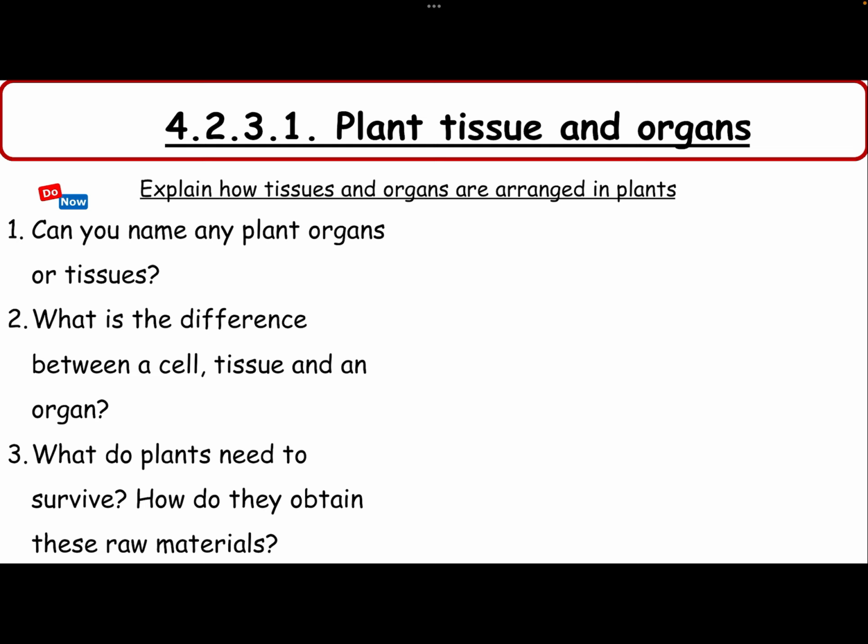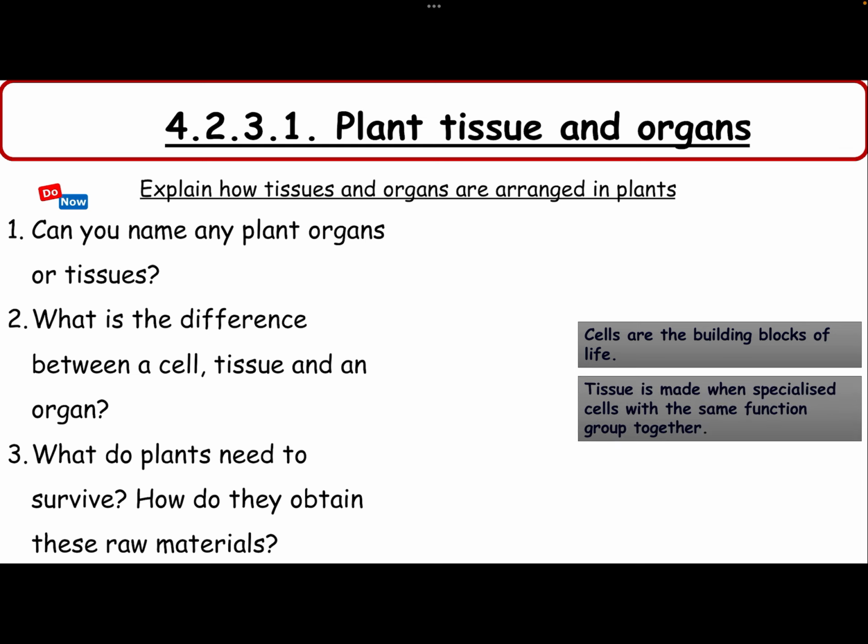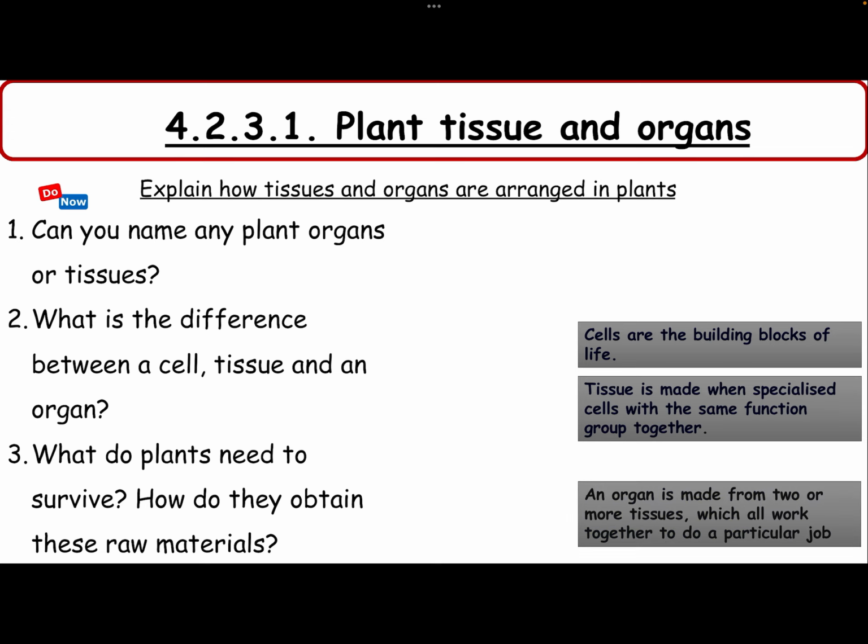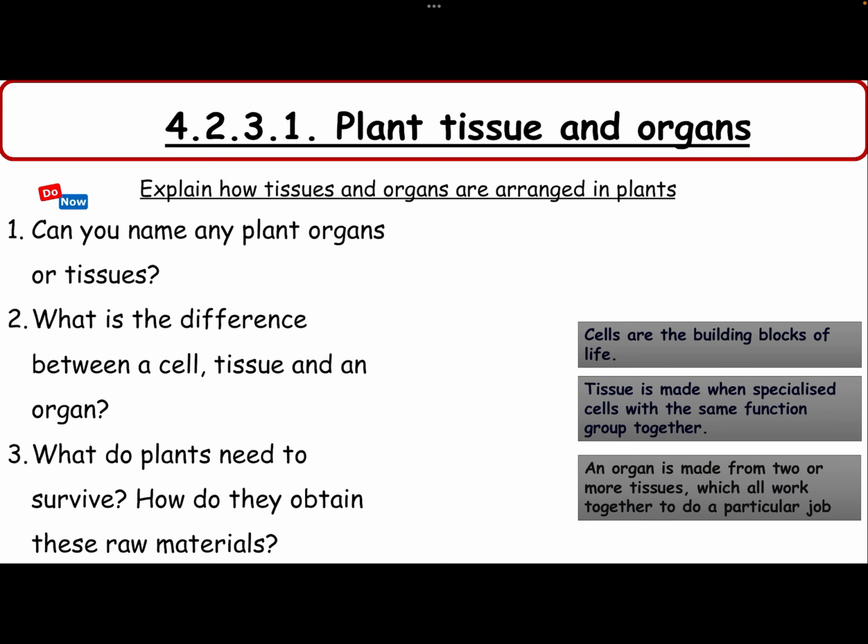What's the difference between a cell, a tissue, and an organ? Cells are the building blocks of life, while a tissue is made when specialized cells with the same function are grouped together, and an organ is made from two or more tissues which all work together to do a particular job.